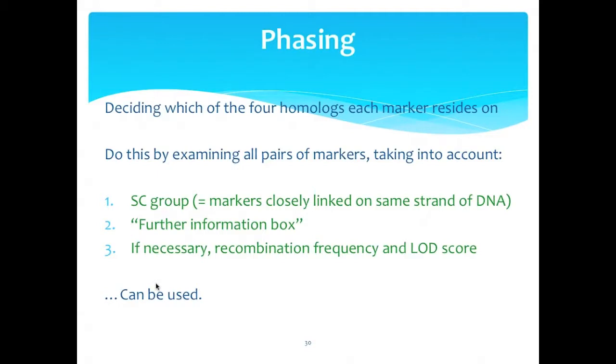To do phasing, you need to examine all pairs of the markers by considering the SC group and the further information box. And if necessary, you can use recombination frequency and LOD score. I will give more details for each one.